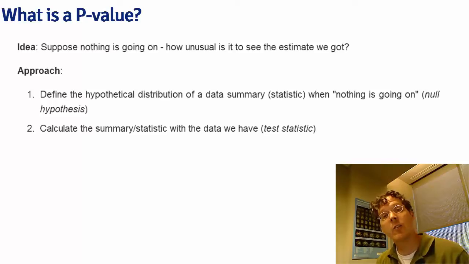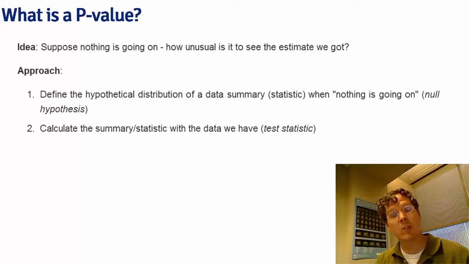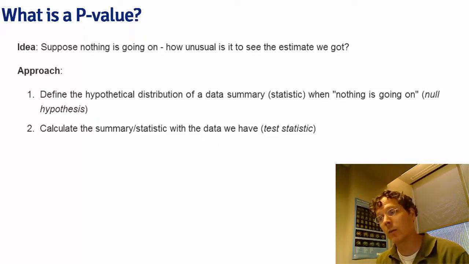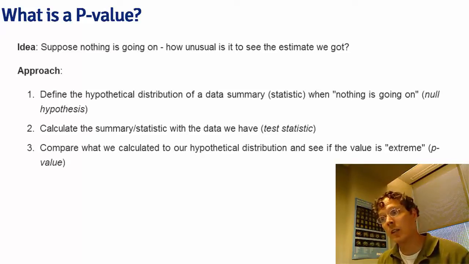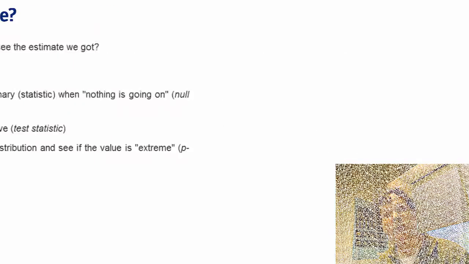Then we calculate the statistic with the data that we actually have. For example, we calculate our T statistic. We plug in the empirical mean, subtract off the hypothesized mean, and divide by the standard error. Then we calculate the probability of obtaining a statistic as or more extreme. In other words, we compare what we calculated to our hypothetical distribution and see how extreme it is toward the alternative. If the p-value is small, what you're saying is the probability of observing a test statistic as extreme as we saw is low if the null hypothesis were true.